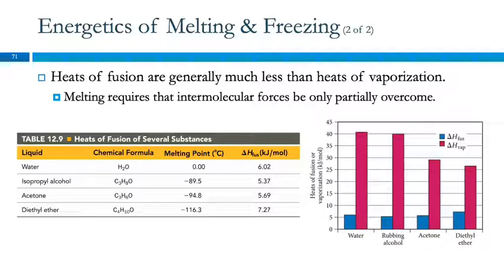Heat of fusion is generally a lot smaller than heat of vaporization, because when you're melting something, you don't have to completely overcome the intermolecular forces. You only have to partially overcome them. You just have to get loose enough that you can slide around. You don't have to break free completely. So here's a graph that shows the difference. There's heat of fusion, heat of vaporization. Takes a lot more energy to vaporize. And then there's some heats of fusion for some substances that you might find useful for a homework problem.